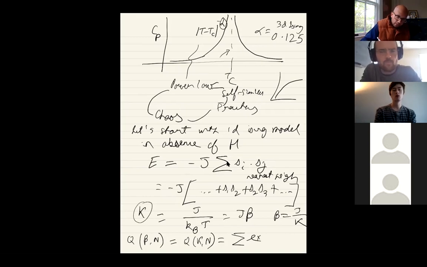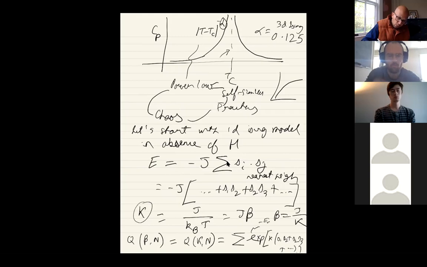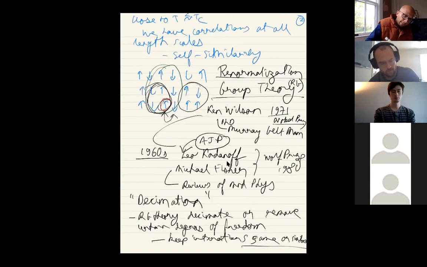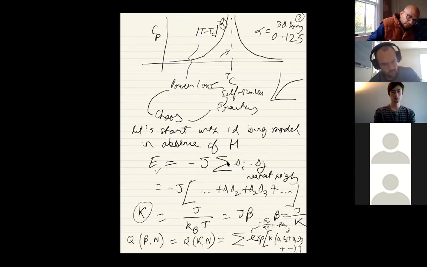So this is exp of K times S1 S2 plus S2 S3 plus dot dot dot. Does everyone see that? I haven't done anything profound here. All I have done is to say minus E over KT is equal to minus beta times E, which I have replaced by this thing, right? Because E has a J, and J multiplied by beta can be replaced by K. So we just get a K. So this was page number 3. Now let's go to page number 4.